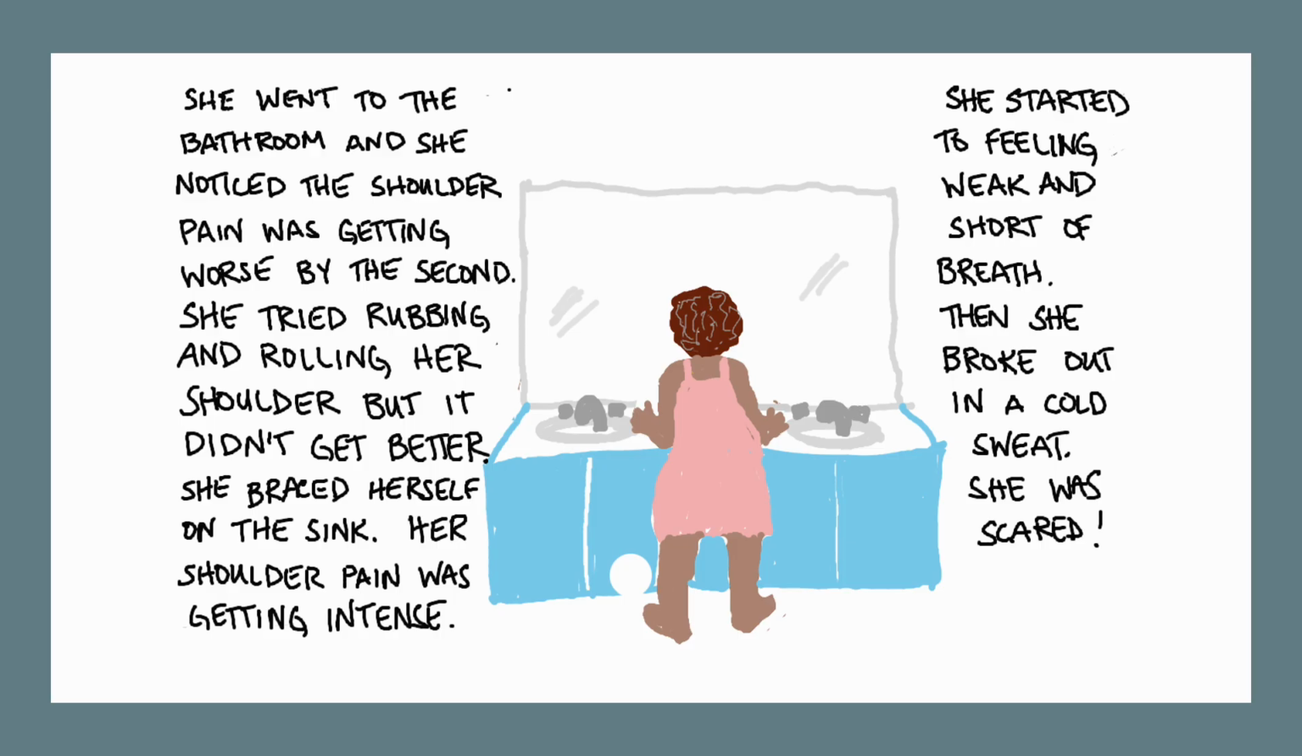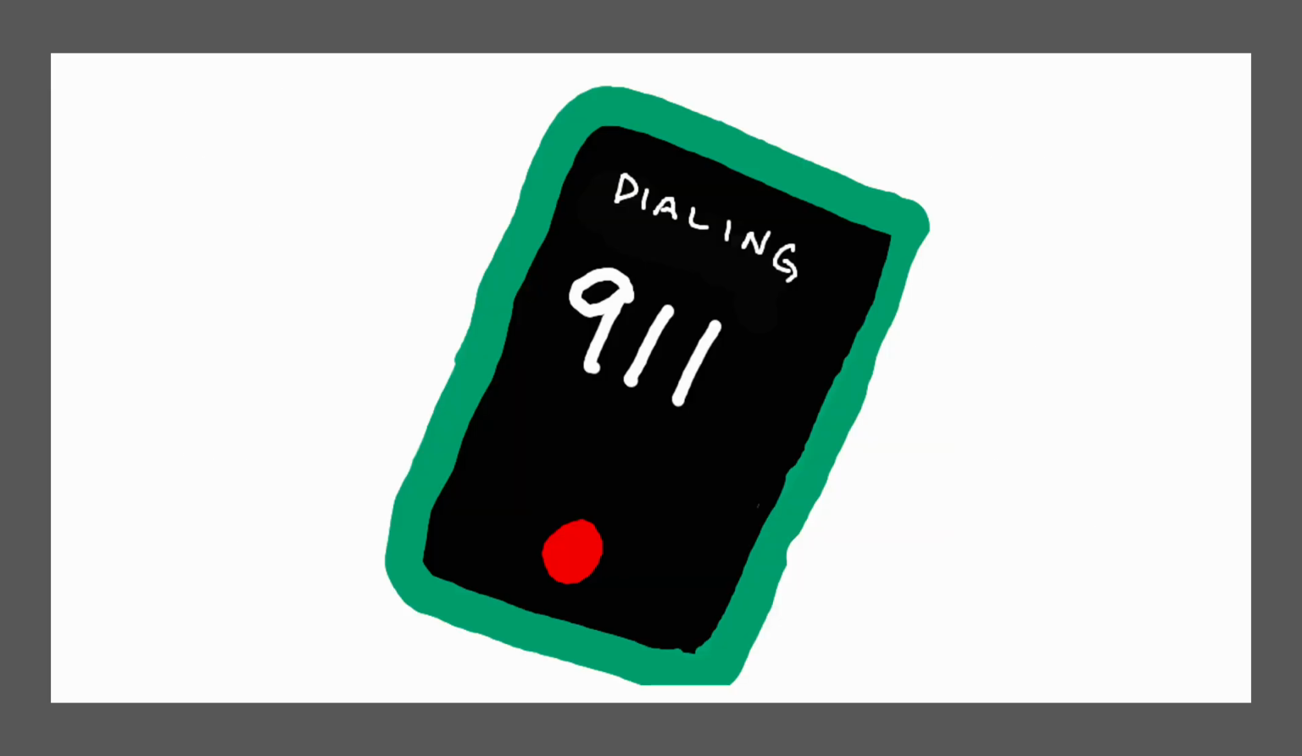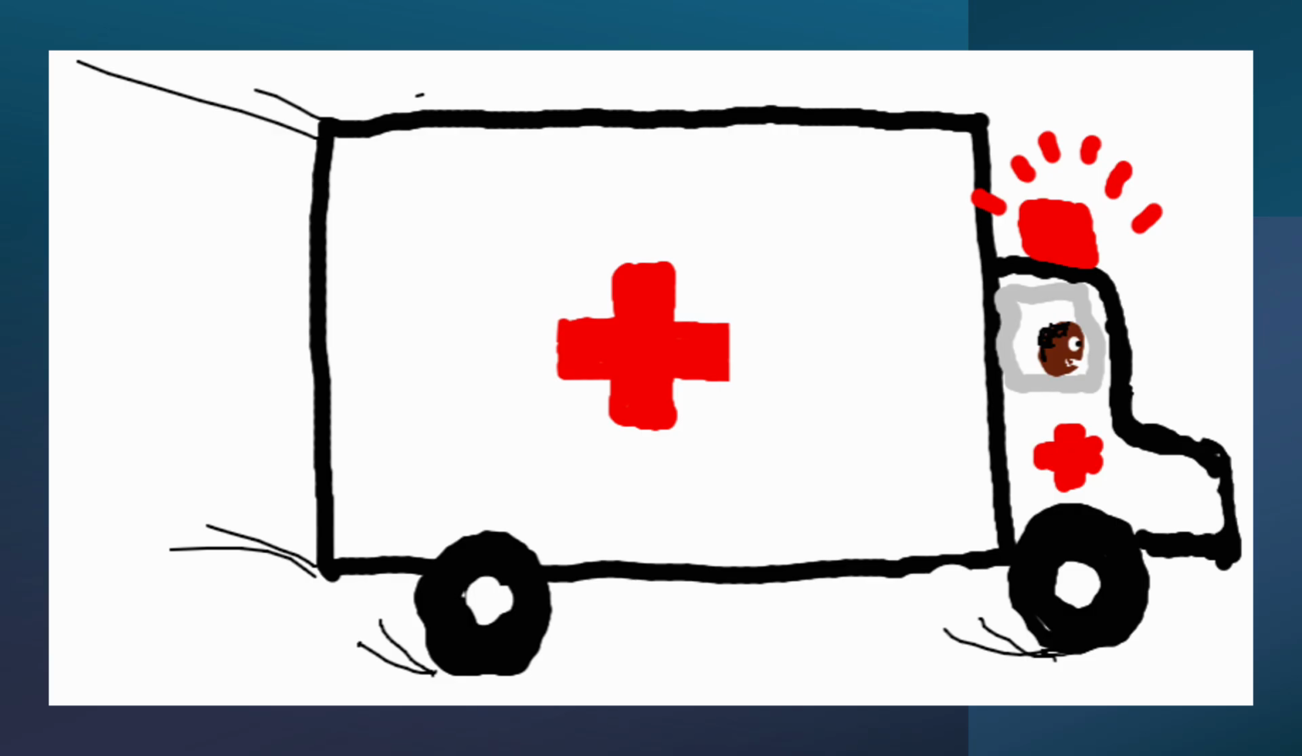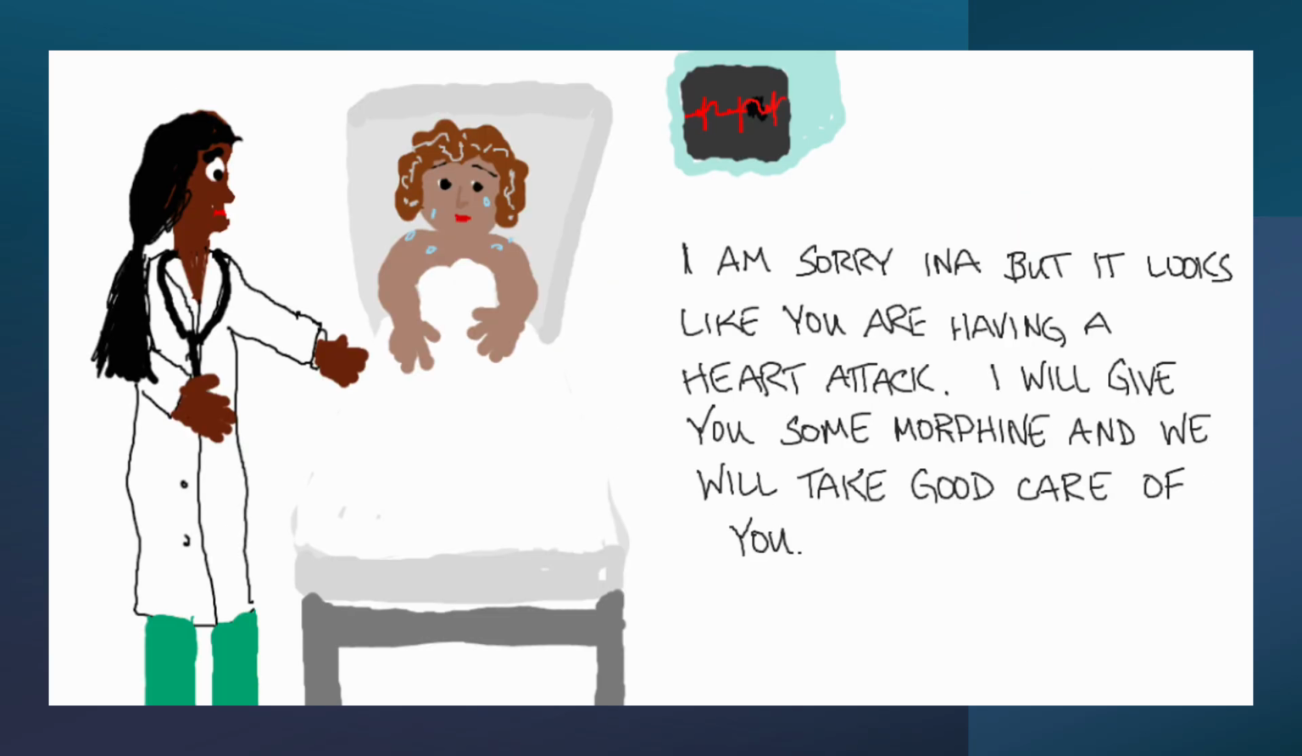She started feeling weak and short of breath. Then she broke out in a cold sweat. She was really scared. So she called 911 and an ambulance rushed her to the hospital. The doctor said, "I'm sorry, Ina, but it looks like you are having a heart attack. I will give you some morphine and we will take good care of you."